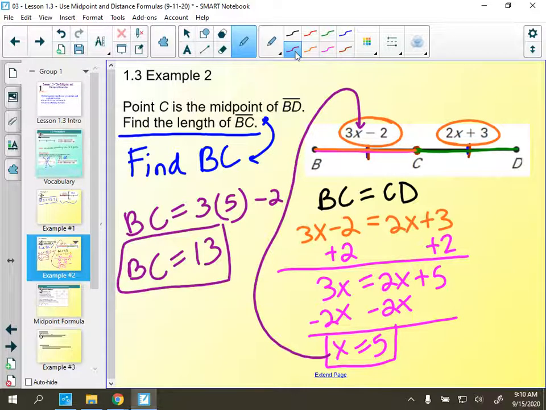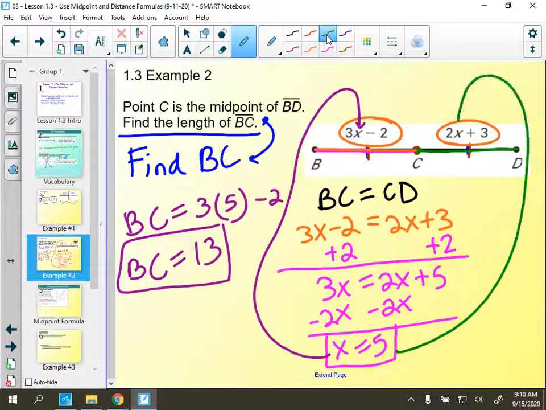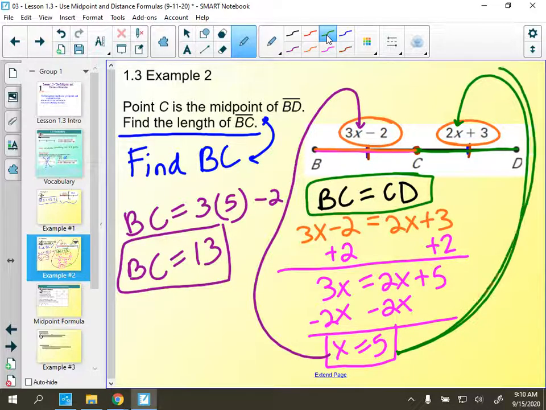A quick check to see if I did this right. Am I sure this is the right answer? I know we've answered the question and we're feeling pretty good about it. But if I take this x and plug it in right here, based on what we said earlier, that BC and CD should be equal values. It hopefully doesn't take too much to take this 5, plug it in, and do even a quick mental check. 2 times 5 is 10.